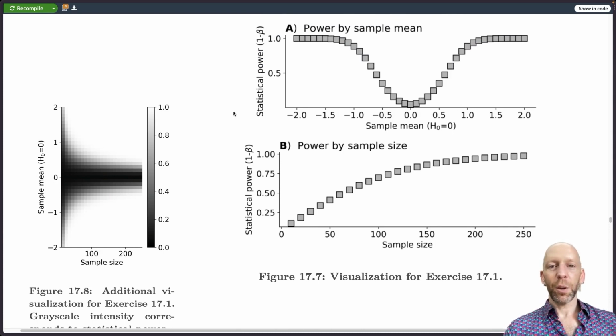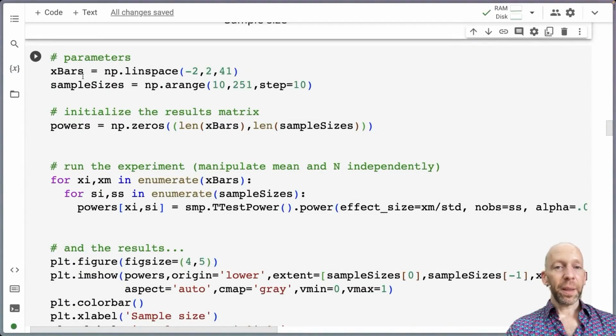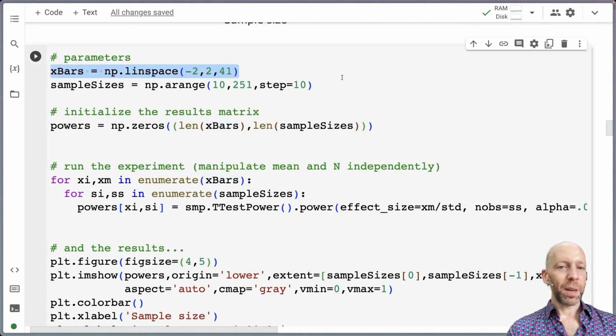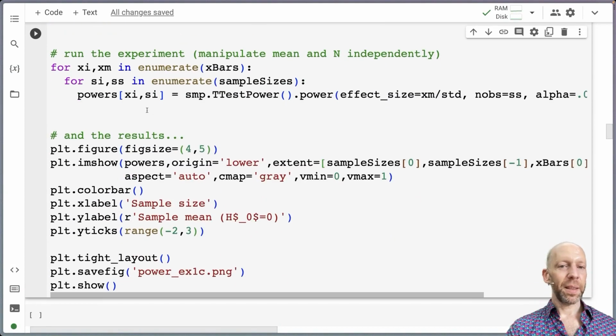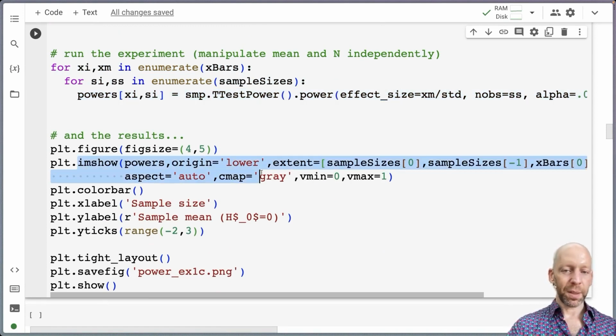So this also is not very difficult code. You basically just take the code for these two and combine them into a double for loop. And then you want to just make this image. So that you see here, I'm redefining X bars and the sample sizes. Here is a double for loop. There's really no new code in this part of this exercise, except for really just the visualization stuff.